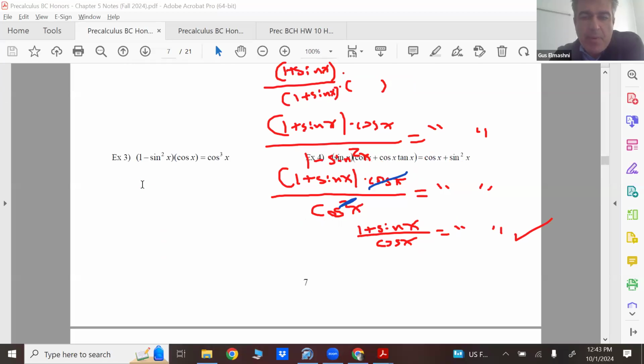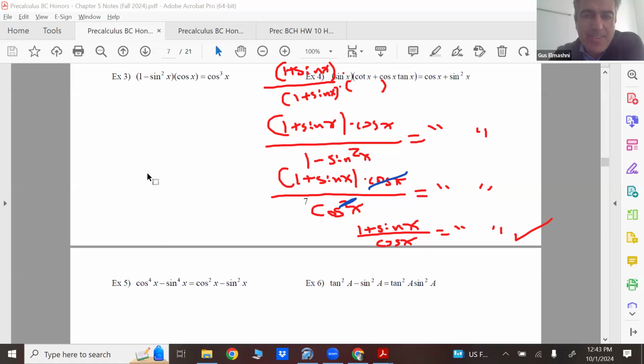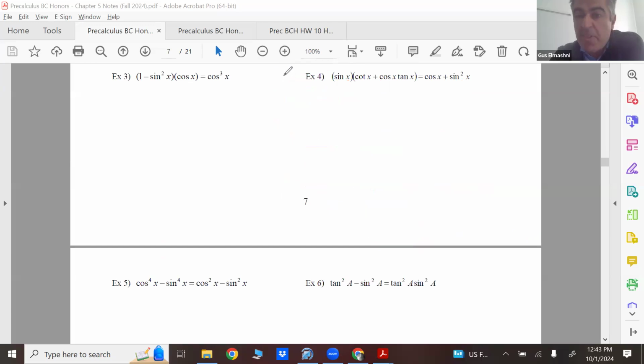I think example 3 is pretty obvious. You want to work on the left side for number 3. And example 4, probably the same thing, work on the left side as well. Okay, I'm going to freeze my screen.